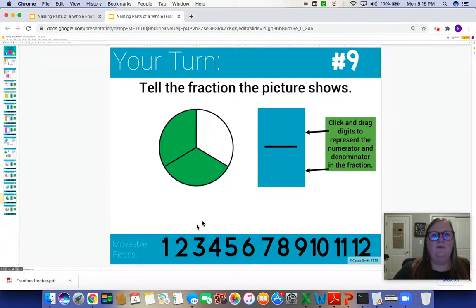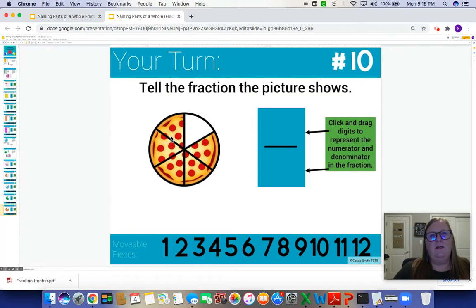And this one's a pretty easy one. There are 2 shaded pieces. That's the numerator. And denominator is the total number of equal parts. There's 3 total pieces altogether. So 2/3. And one more for practice. We get another pizza. 1, 2, 3, 4, 5. 5 pieces that are shaded. And 1, 2, 3, 4, 5, 6 total equal parts, which is the denominator.